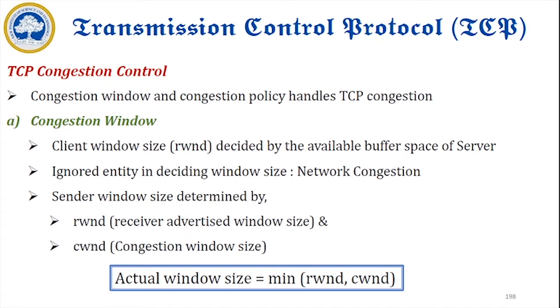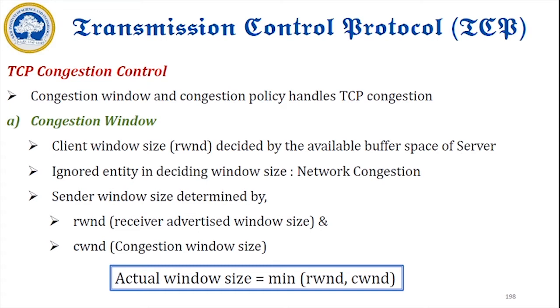But actually, if a network cannot deliver the data as fast as it is created by the sender, then the network must tell the sender to slow down. So the network is also a second entity that can determine the size of the sender's window. As we have seen in flow control, the size is determined by the available buffer space in the receiver, and in addition to that, the network is a second entity which can determine the size of the sender's window.